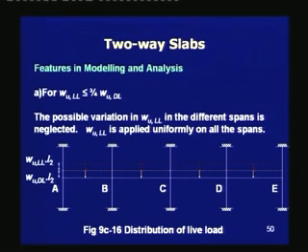For the live load to be less than 3/4 of the dead load, which is the case for most buildings, the possible variation in WULL in the different spans is neglected. Thus, the live load can be applied uniformly only if the live load is less than 3/4 of the dead load. In this sketch, you see that the live load has been applied uniformly in all the spans, and we are analyzing the member with that loading scheme.